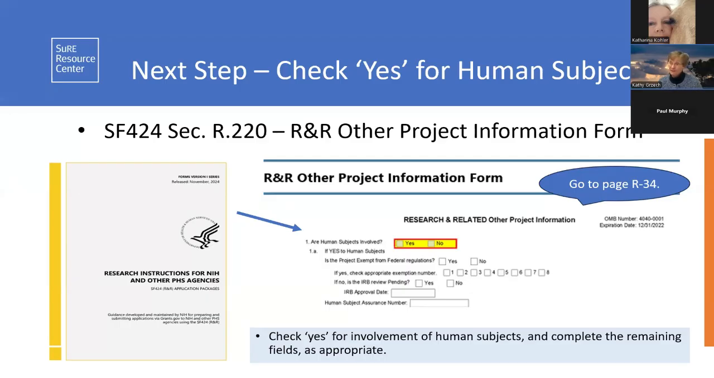Now, our purpose today is not to talk about exempt research, because we're talking about non-exempt. We're talking about studies that would fill out the complete human subjects form. So you fill out according to how your study is set up. The important thing about this response is that it will pre-populate the human subjects and clinical trial information form for you. So you're checking yes for involvement of human subjects, and you're completing the remainder of the form as appropriate.